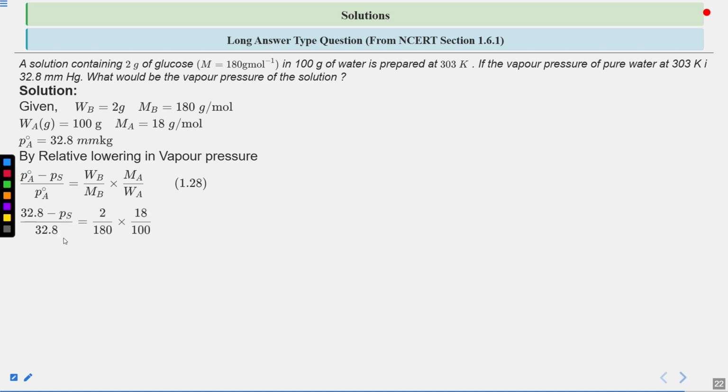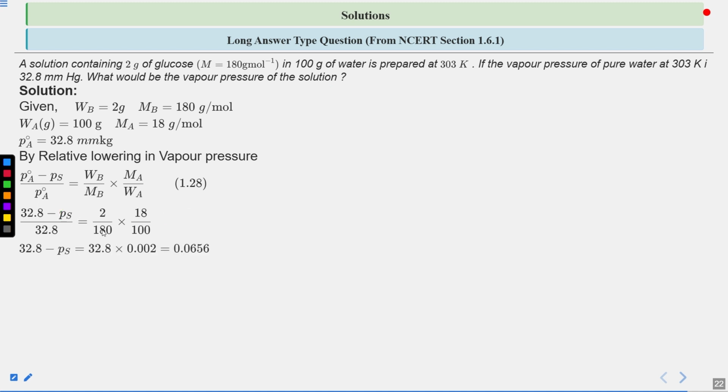Now you just have to put in the values which are given. The term which you have to calculate in this question is the vapor pressure of the solution, represented by Ps. The 32.8 is the P naught A. We just put this value here, and it will be equal to 2 upon 180 times 18 by 100. The given values are already present in our question. You just have to put those values in this formula, and you get this equation. In this equation, the only unknown is Ps, which you have to identify.